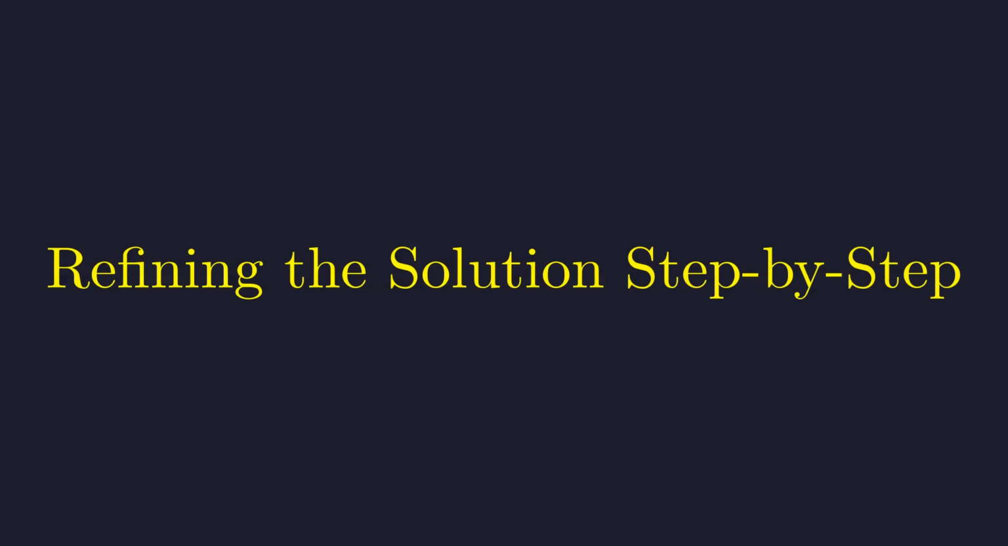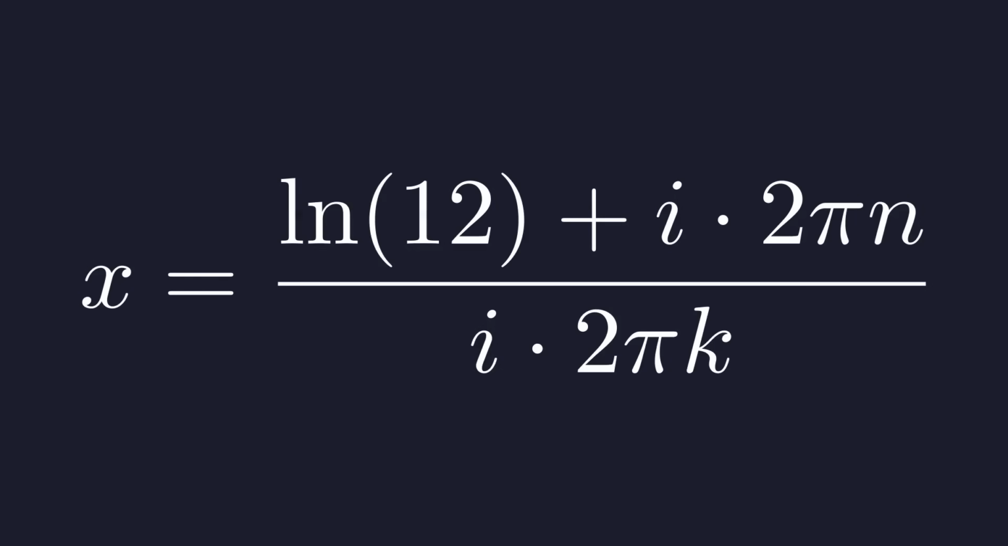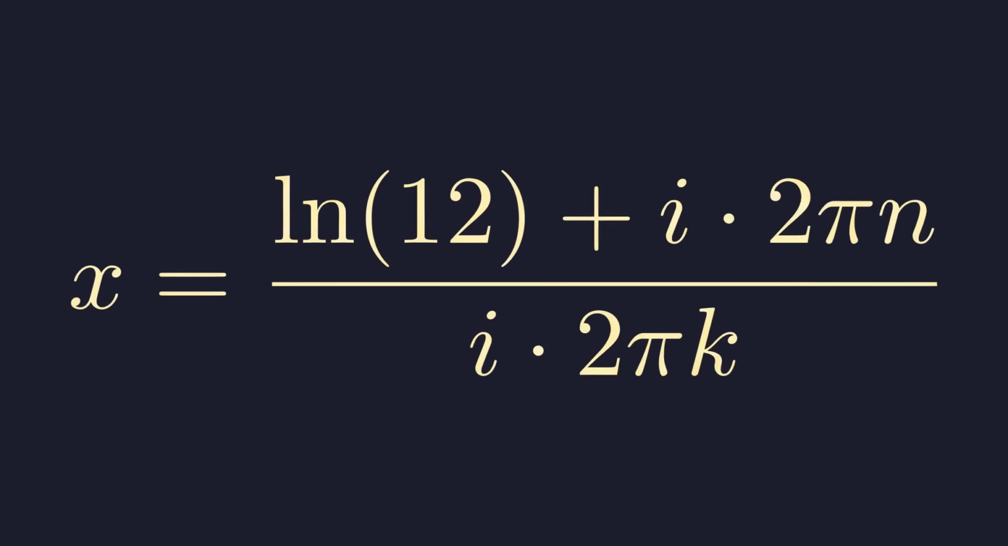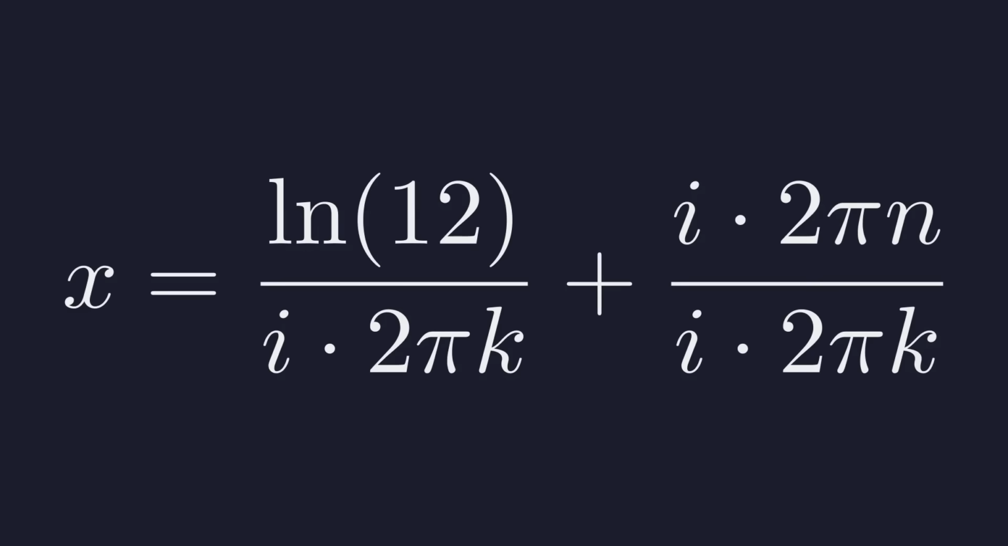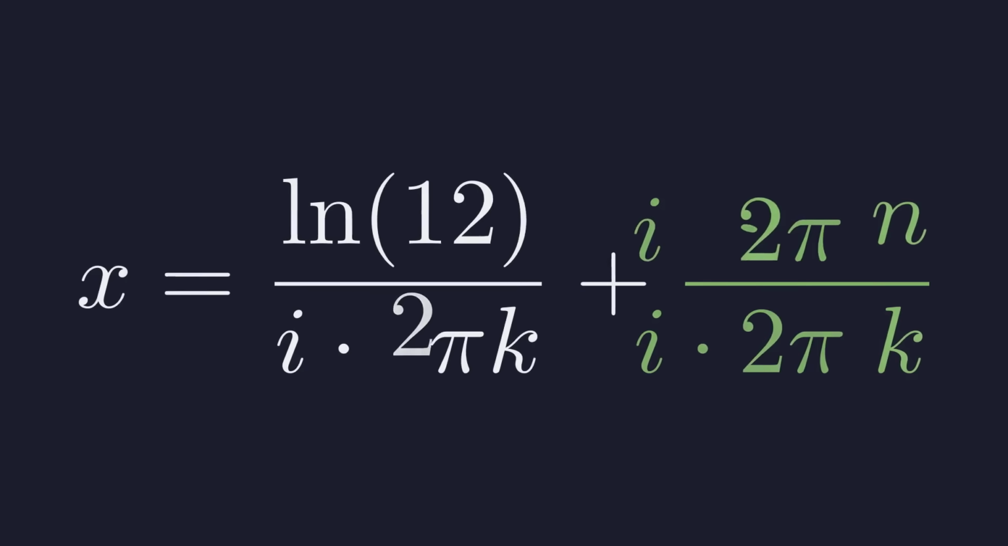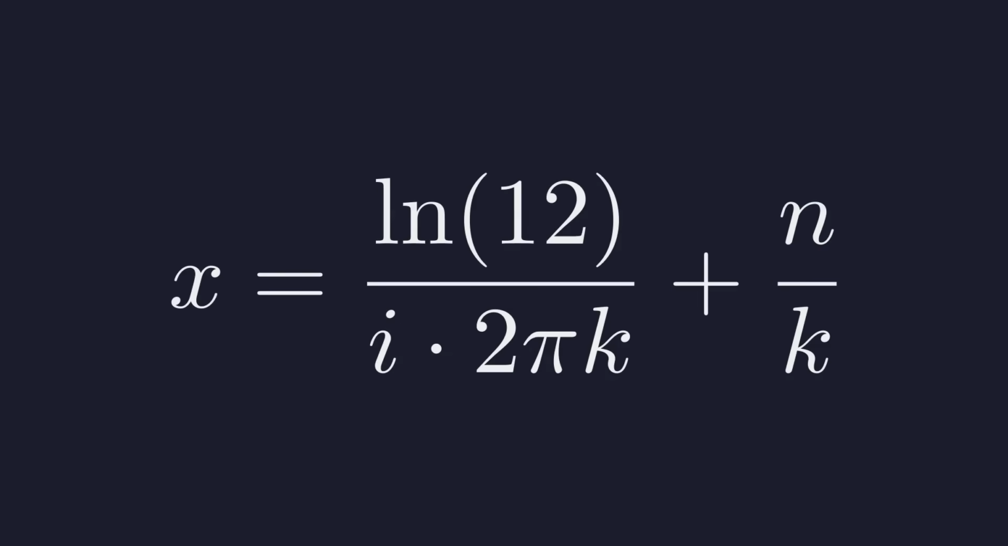We have the solution, but we can write it in a more standard and elegant form, a plus b times i. Starting with our result, the first step is to separate this fraction into two parts. We can split the numerator to create two separate fractions with the same denominator. This nicely isolates the real and imaginary components. Let's focus on the second term. We can cancel out the common factors of i, 2, and pi. This simplifies to just n over k, which will be the real part of our solution.